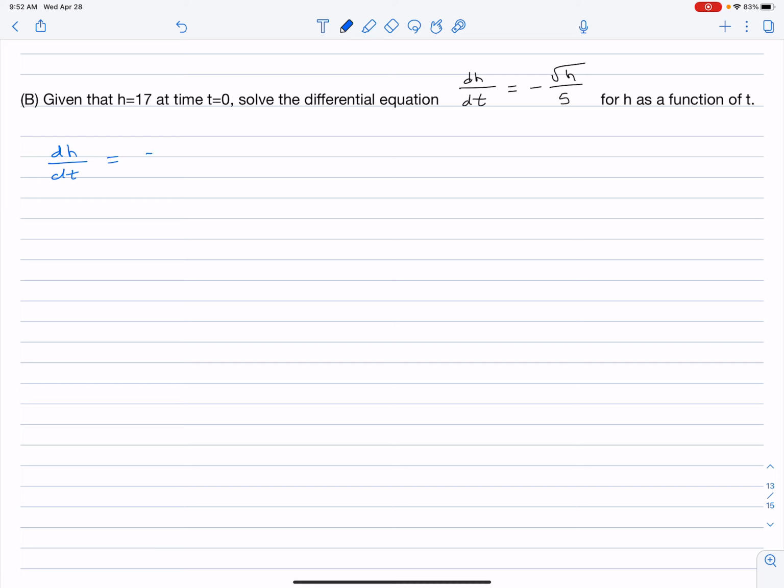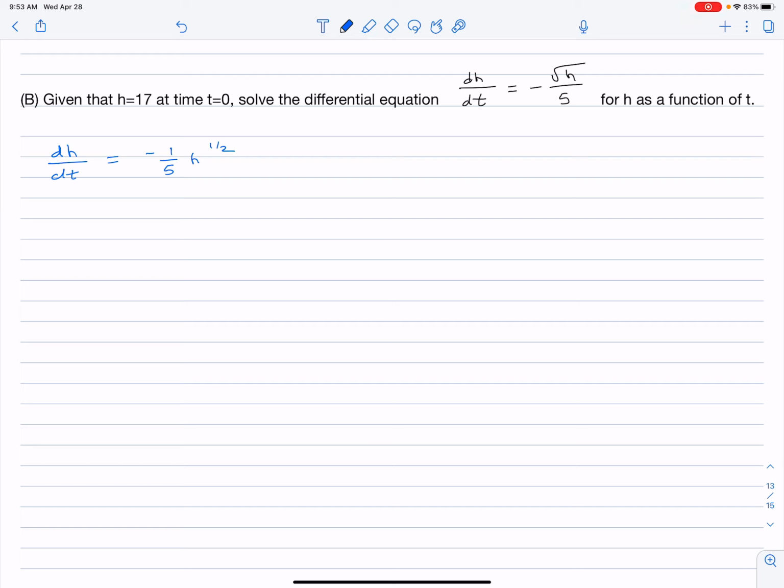Okay, so I'm going to rewrite this as negative h to the 1/2. Actually, you know what? I'm going to completely rewrite this. I'd rather write this as negative 1/5 h to the 1/2. Let me just double check to make sure I wrote that correctly. Okay, that looks good. So again, all we're going to do is integrate this, plug in the appropriate point, and then solve for h. Just like we did on problems, I want to say 7 and 8. So let's go and do that.